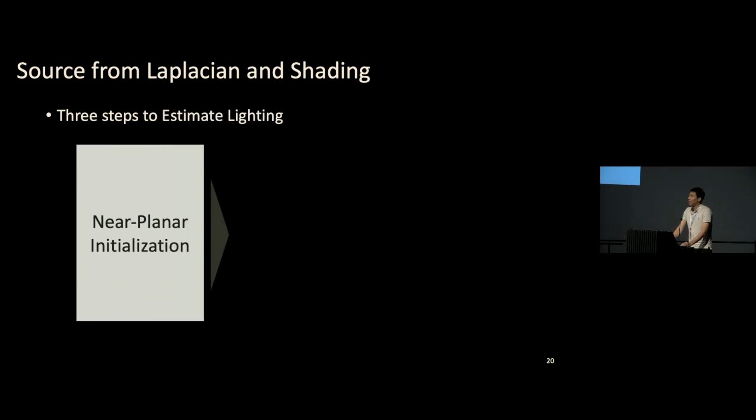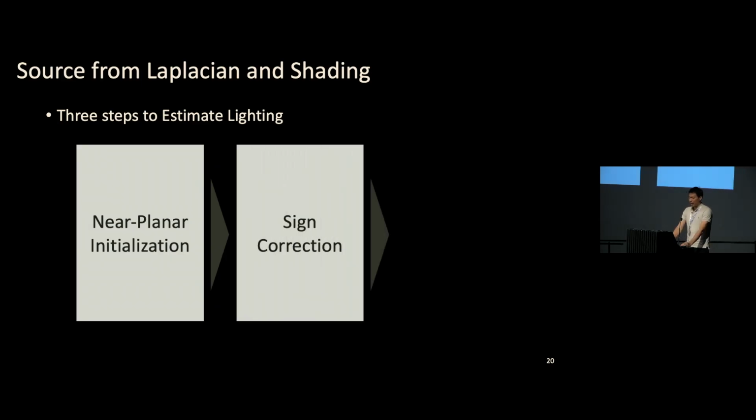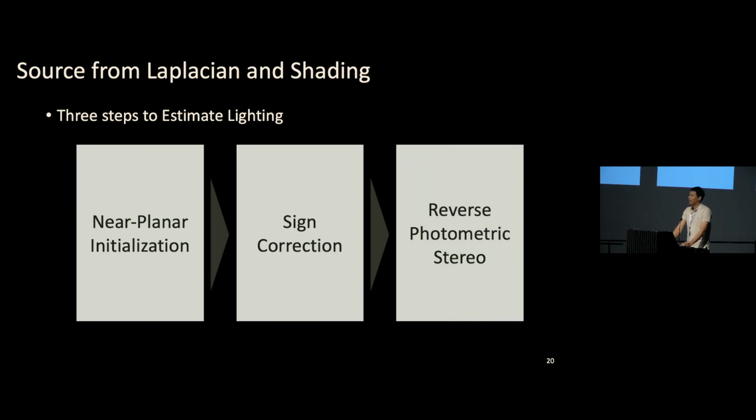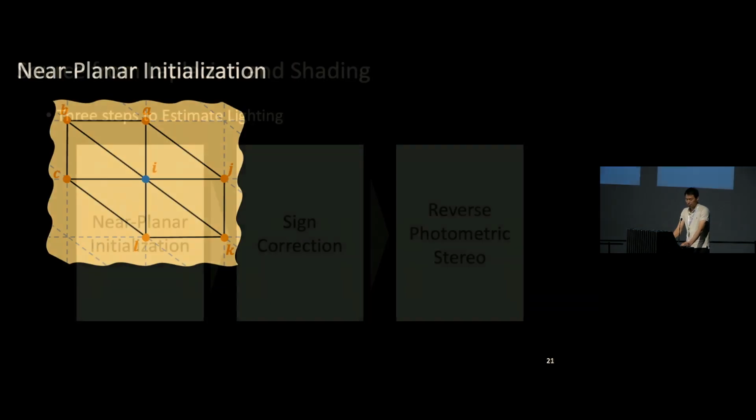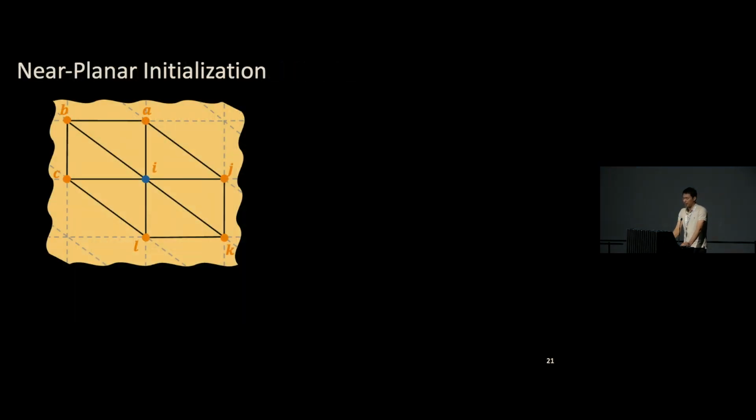We propose a three-step process. First, we extract near-planar patches using the Laplacian. Second, we correct the sign of the planar patches. And finally, we apply reverse photometric stereo, which is a new concept, to estimate the lighting. Let's take a look at each step. Here we start with the Laplacian in closed form PQ.